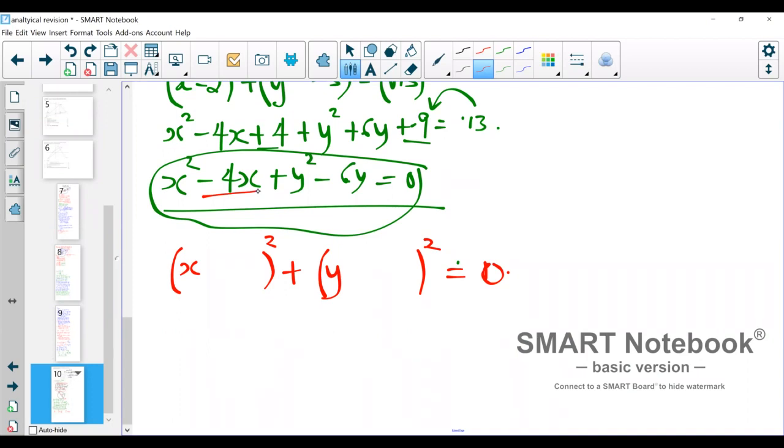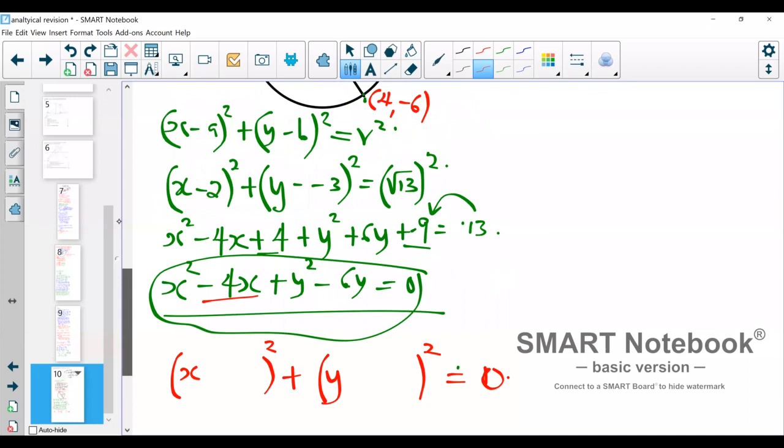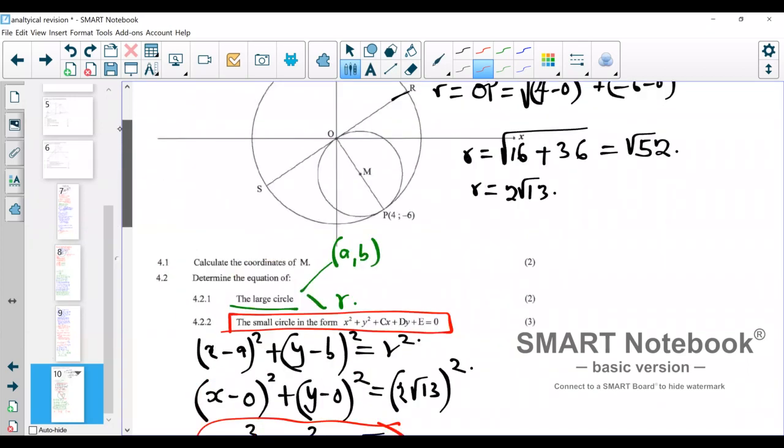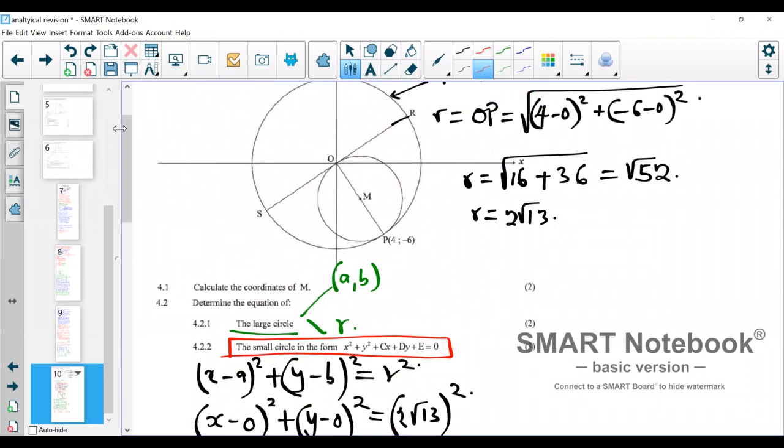Sir, wasn't the radius 2 root 13? No, that's the diameter, if you go back. Okay, sir, why negative 6? All right, let's go back. You can simply calculate the radius. Oh, the radius is what? 2 root 13.